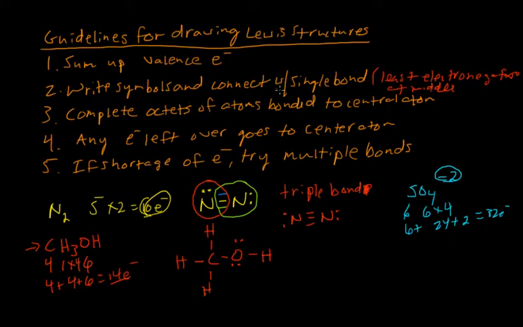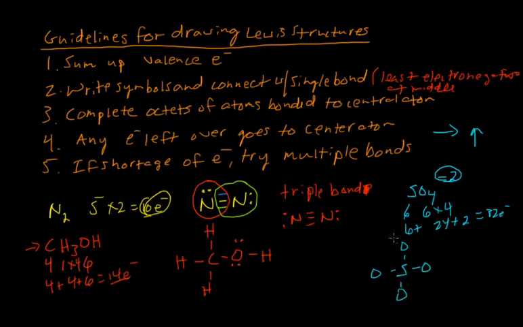So we're going to write the symbols and connect with a single bond. The least electronegative goes in the middle. So here is where this guideline is going to help. Sulfur is less electronegative than oxygen, and we remember that by the trends because electronegativity increases from left to right across the periodic table and from bottom to top. So electronegativity increases according to this basic trend. So we're going to put our sulfur in the middle, and we'll go ahead and add the other oxygens. So we'll connect everything with a single bond, and we'll make it look like so.